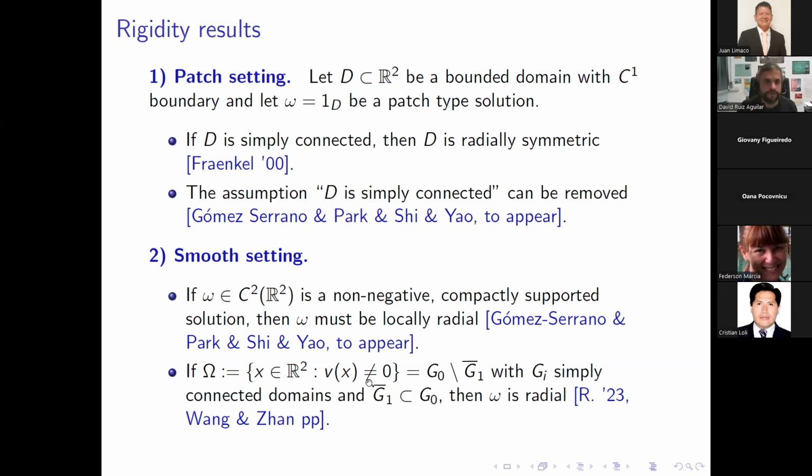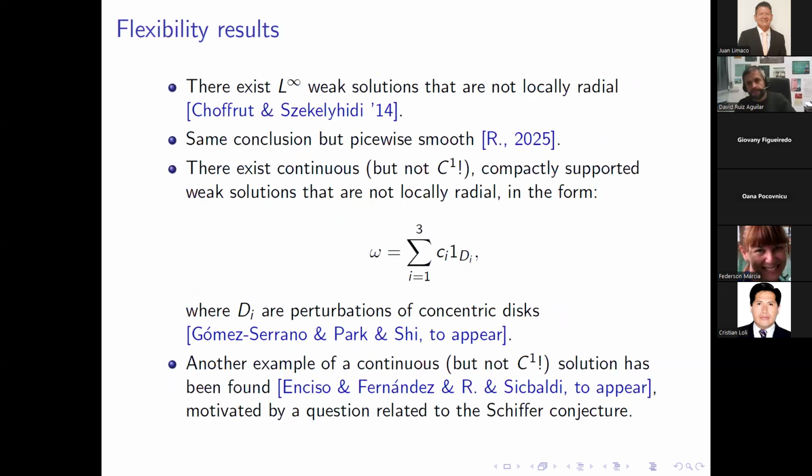What about flexibility results? There have been several results concerning weak solutions of 2D Euler. The first one I want to mention is the existence of L-infinity solutions that are not locally radial. This is a byproduct of a paper by Choffrut and Székelyhidi, in which they use convex integration.